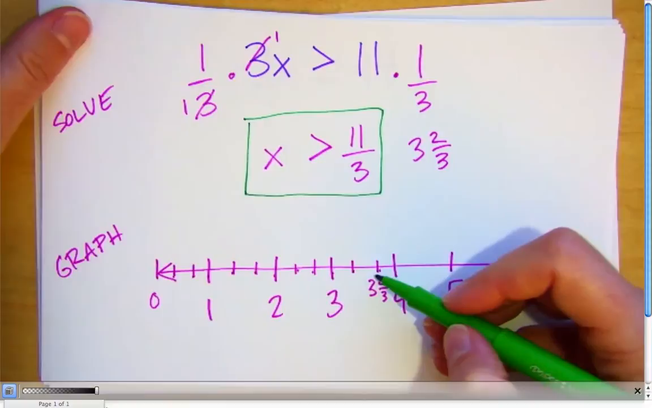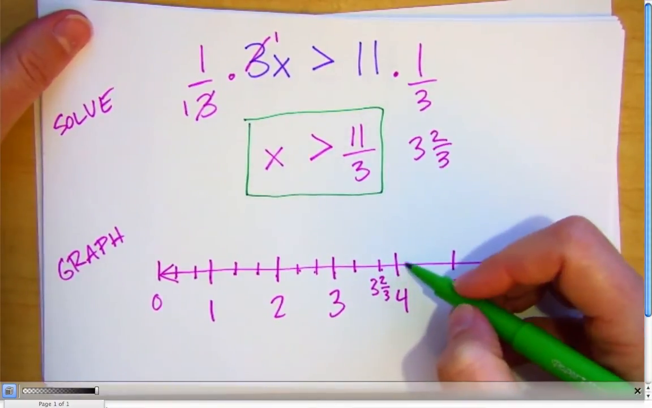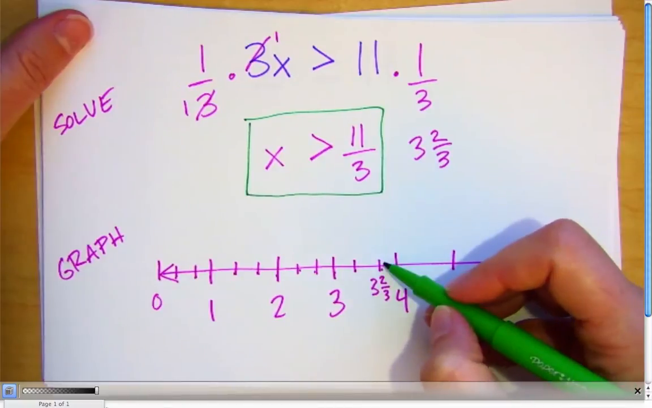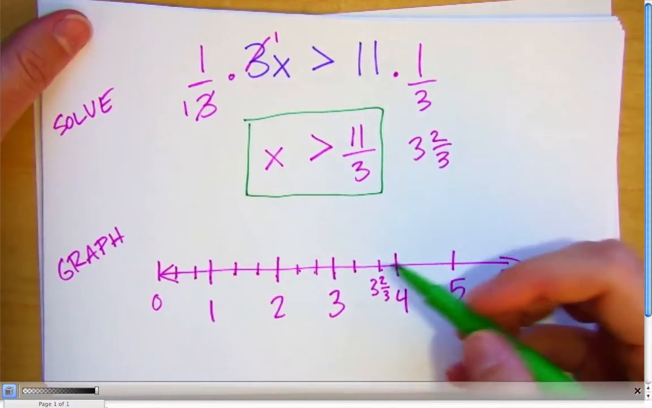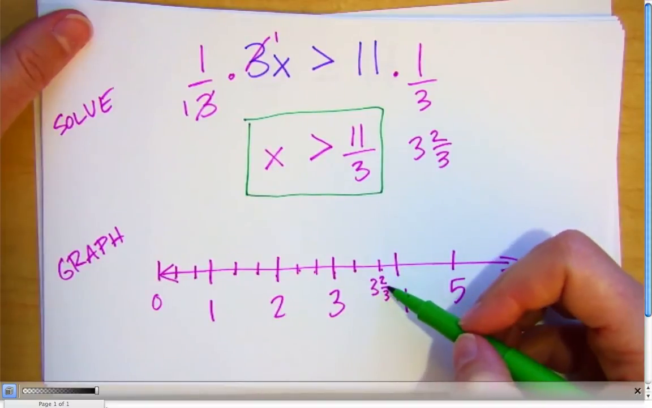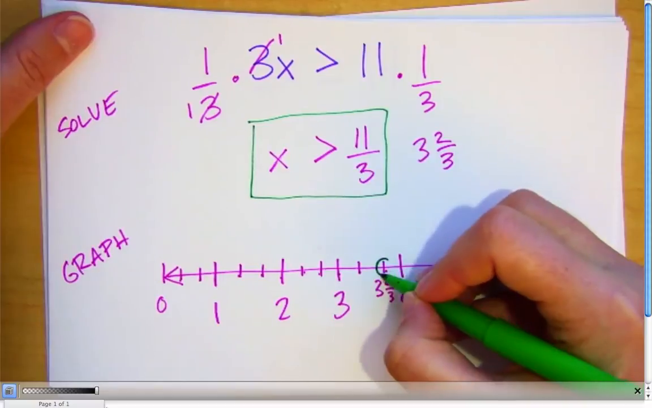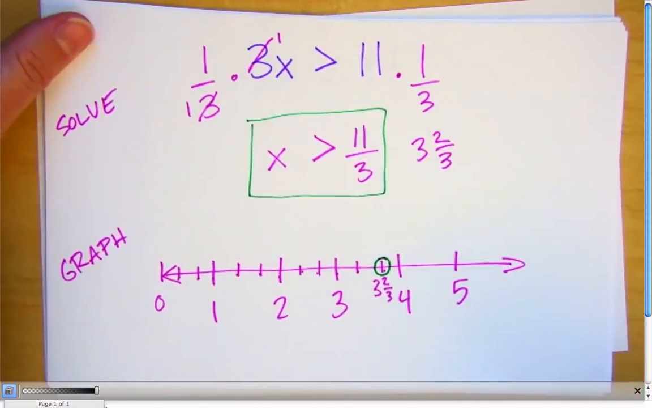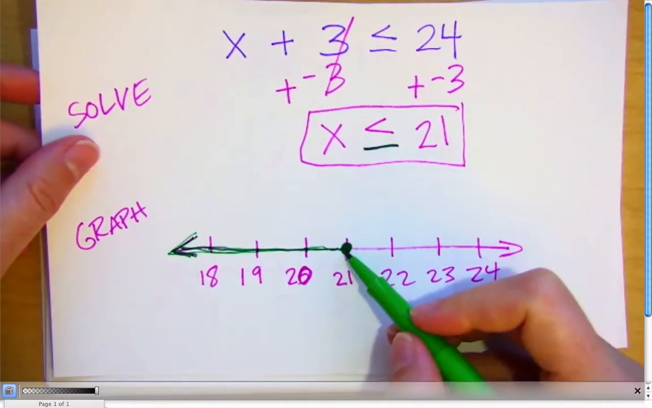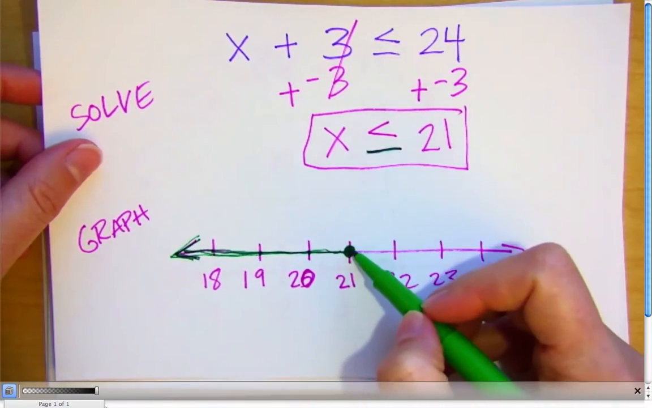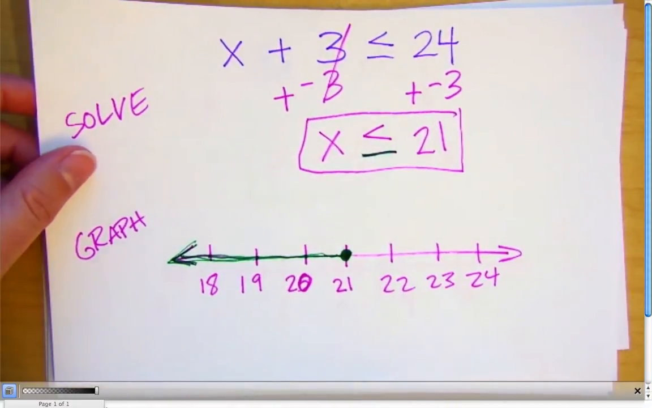Now, it can't equal the 3 2/3. So the big question is, where do you put the dot? Do you just put it on the next number, 4? But what about all these little fractions in between 3 2/3 and 4? So the way you show that we're starting at 3 2/3, but it can't equal it, is you put an open dot. You see on the last one we had a solid filled in dot because x could be 21. So we wanted to show that. So we put a solid dot there to say, hey, we're starting at 21, and then we keep on going.